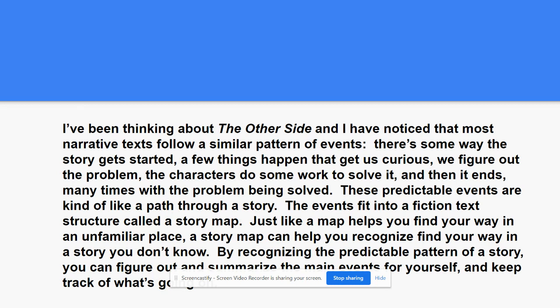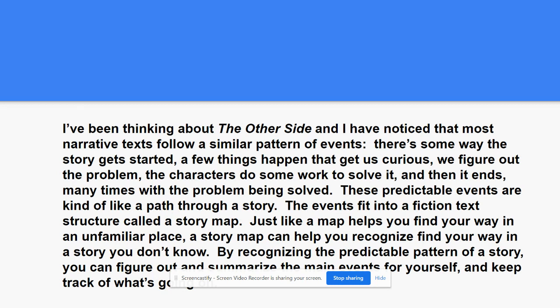Okay, so first there's some way the story gets started. Then a few things happen and get us curious. Then we figure out the problem. The characters do some work to solve it. And then the story ends many times with the problem being solved. These predictable events are kind of like a path through a story. The events fit into a fiction text structure called a story map. I'm sure you've heard about story maps before.